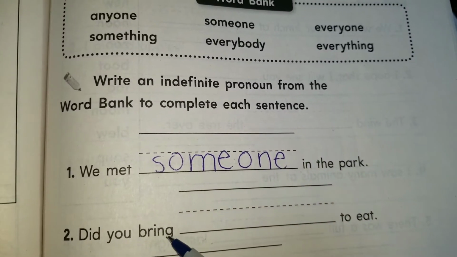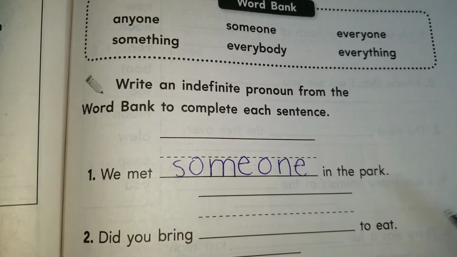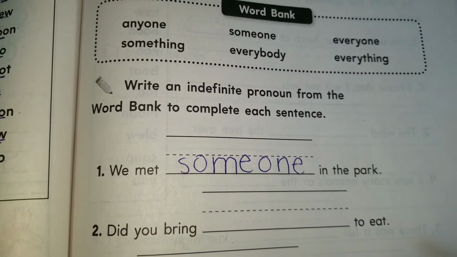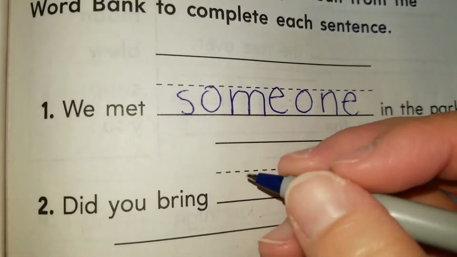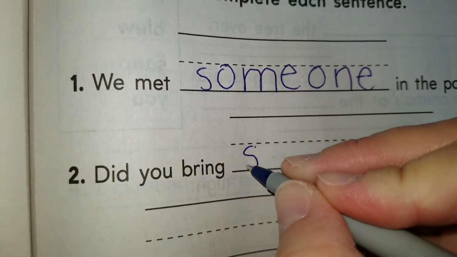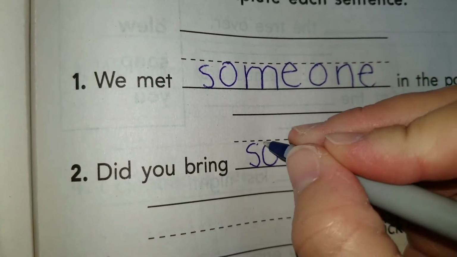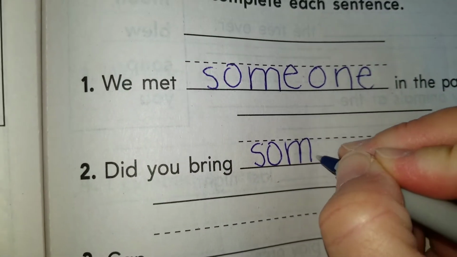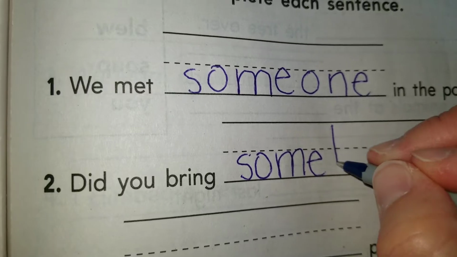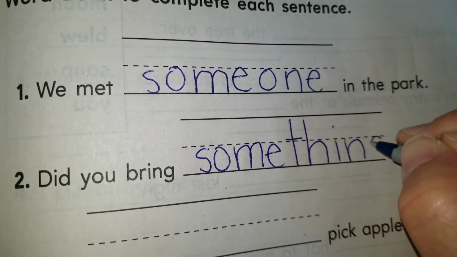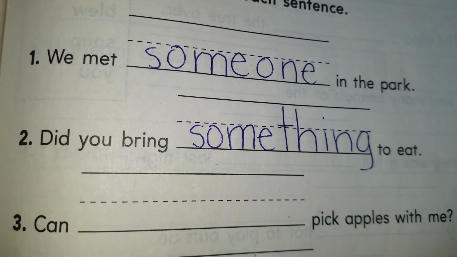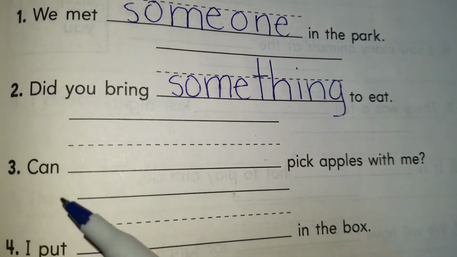Or did you bring everything to eat? Which one do you think makes more sense? I'll say something, right? Did you bring something to eat? So we're going with the some. Some is the first part of the word, and thing is the second part of the word. Something.